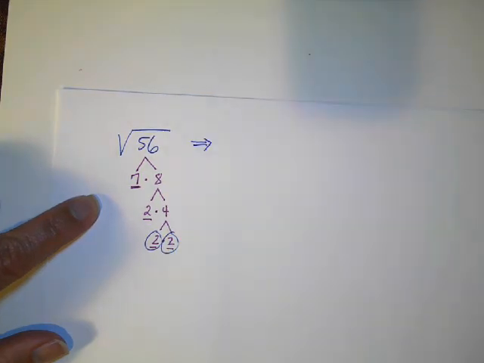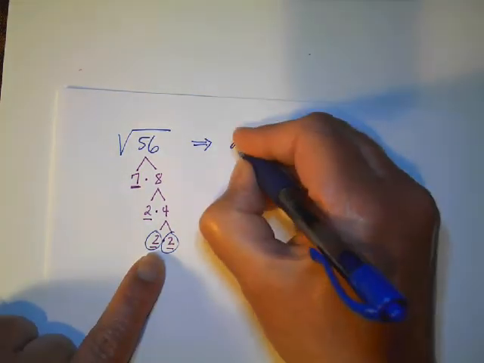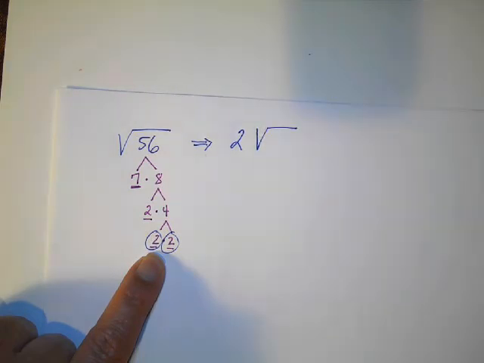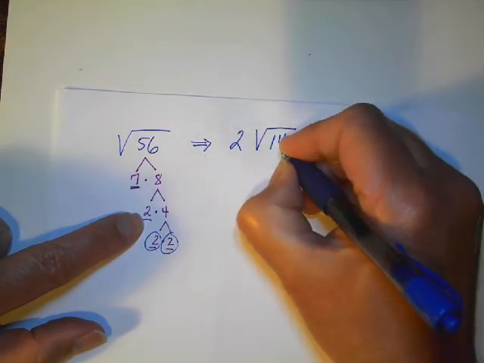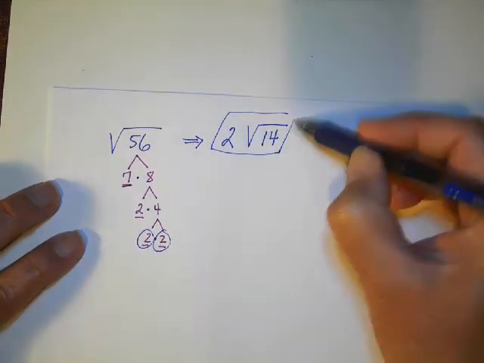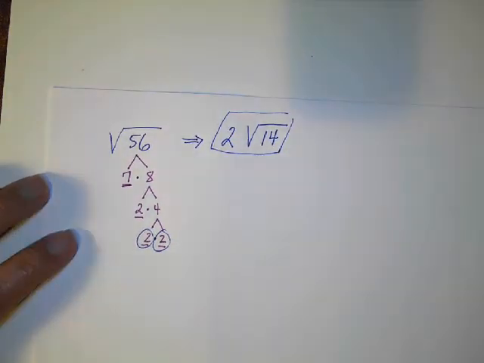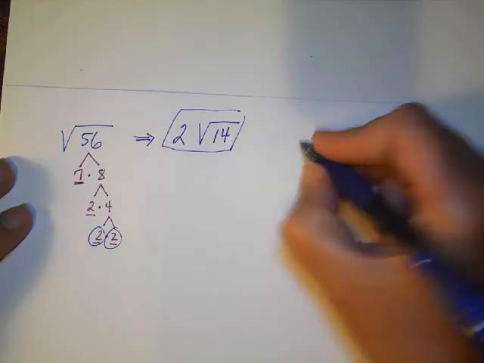So what that means then, when I write my answer, okay, is that just a single 2 is going to come out front, and then this 7 and this 2 have to stay inside. So 7 times 2 is 14. So the square root of 56 can be simplified to 2 square root 14. Let's do another one.